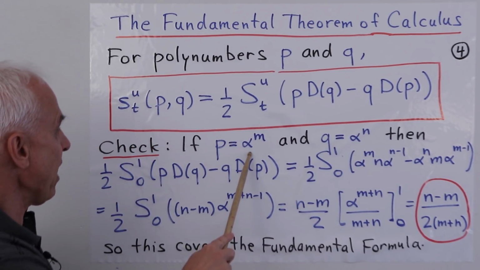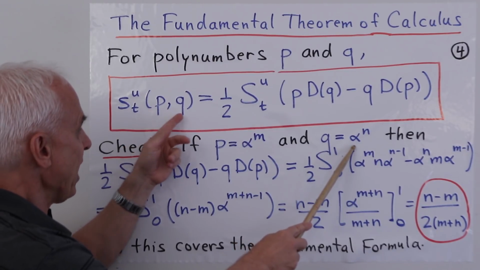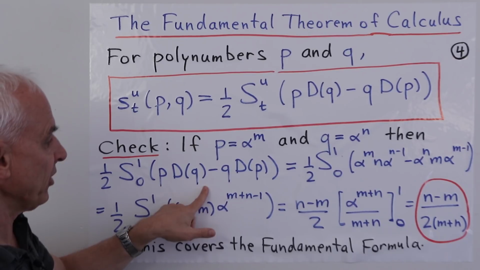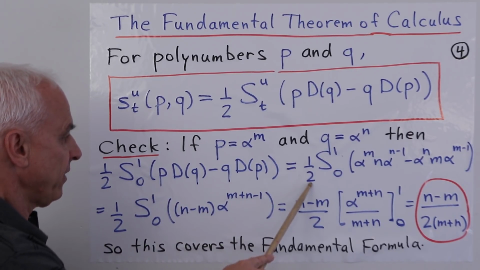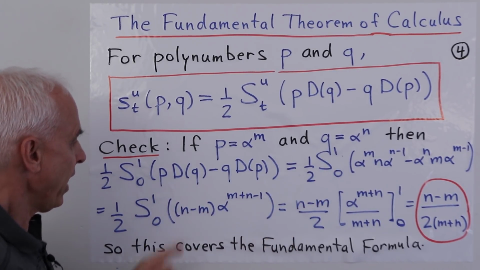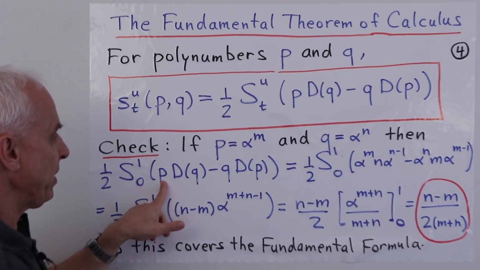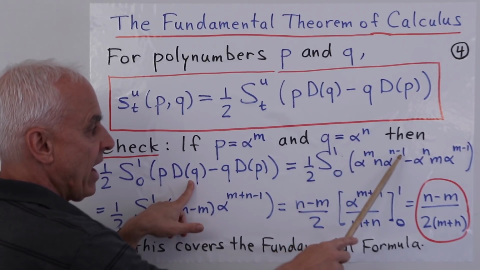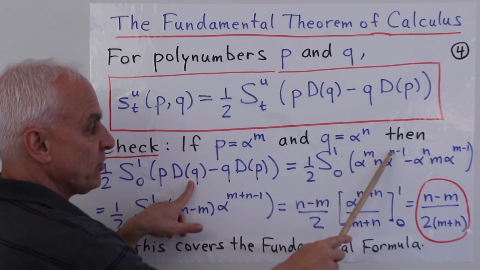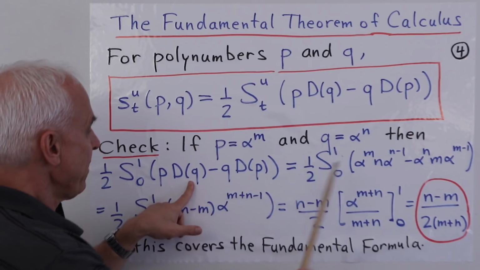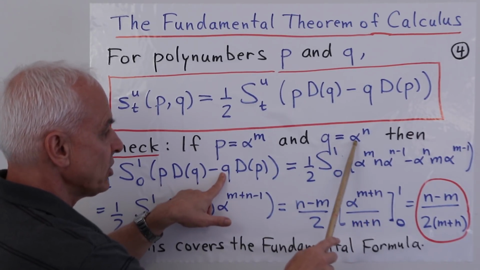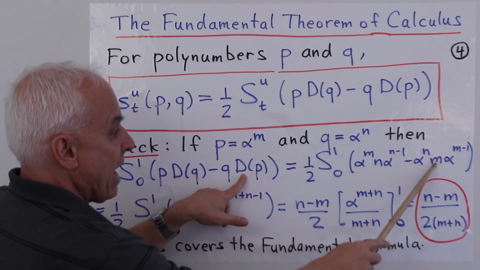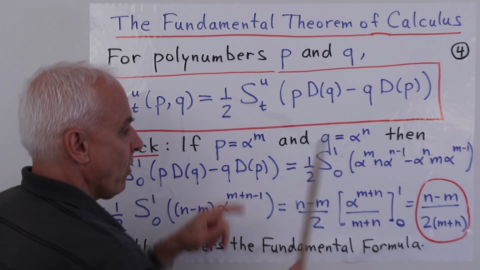If p happens to be alpha to the m and q happens to be alpha to the n, then what do we get? Then the quantity here that we're interested in is what? Well, there's a half. Then there's an integral from 0 to 1. And now we have to look at this expression. So p is alpha to the m. The derivative of q is n times alpha to the n minus 1. Now we subtract q, which is alpha to the n, times the derivative of p, which is m times alpha to the m minus 1.